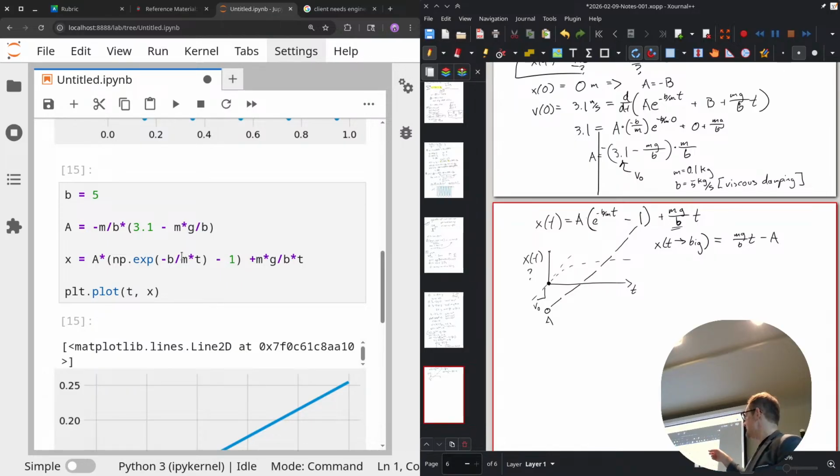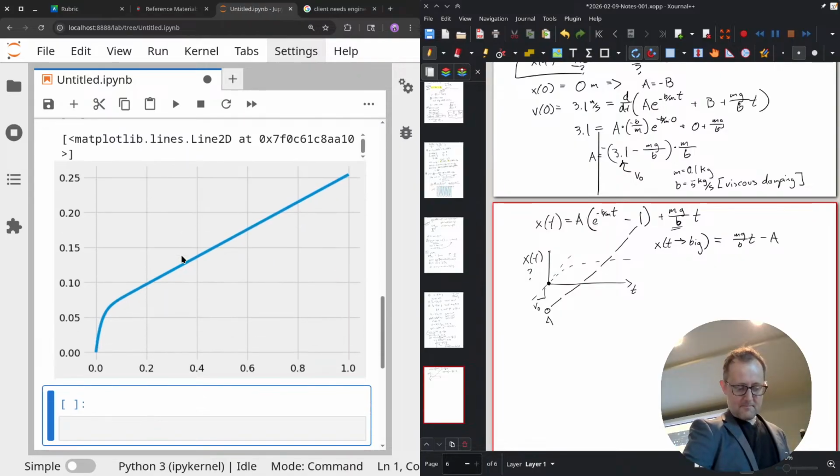I was missing that negative sign on the A equals, and it ended up flipping that exponential sort of thing. So now, to me, it kind of makes sense. It's moving real fast, slows down, and then by the end it's just moving constant speed.